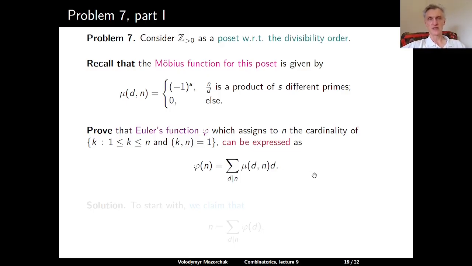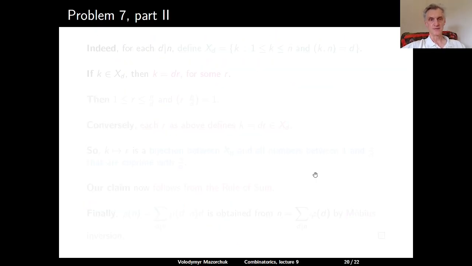Of course, this looks exactly like a usual application of the Möbius inversion formula. So the Möbius inversion of this is the following thing. So we need actually to prove that n is equal to the sum over all divisors d of n, phi of d. So let's prove this.